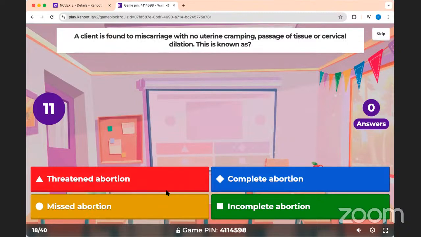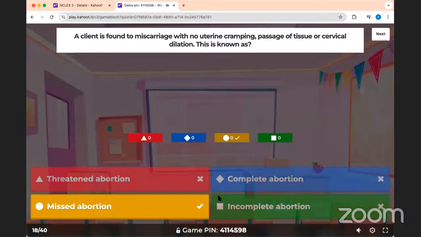If you don't know it, read about it. There are 4 types of abortion. There's more than that, but these are the ones you have to know. Which one is consistent with that, right? Missed abortion, yeah. There's nothing coming out. There's no contraction. Mommy does not have pain. The cervix is closed. It's missed. The baby is dead inside the mother.